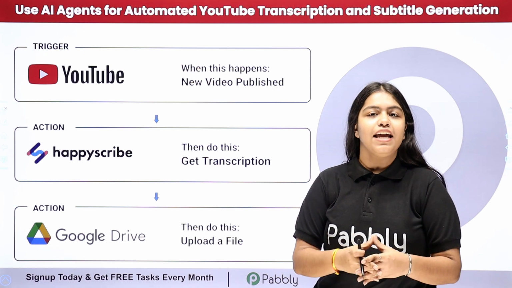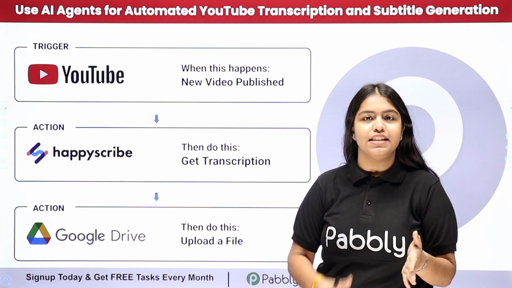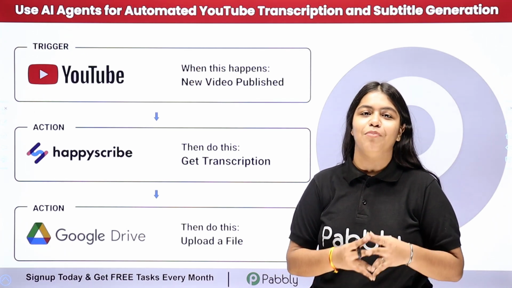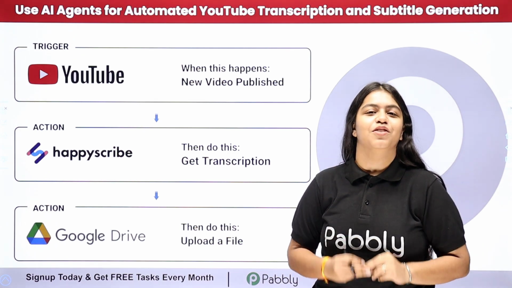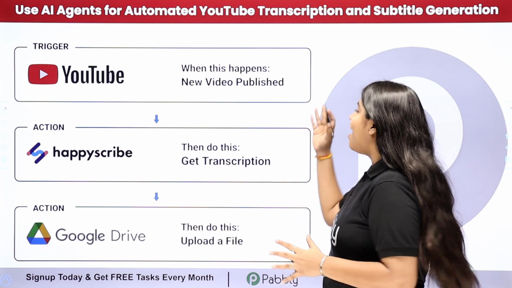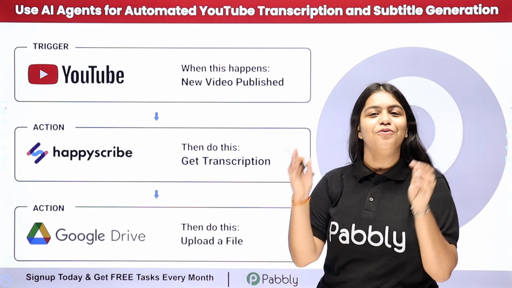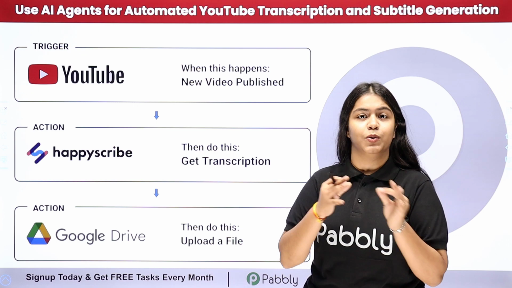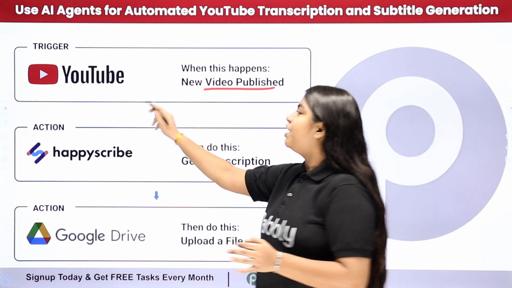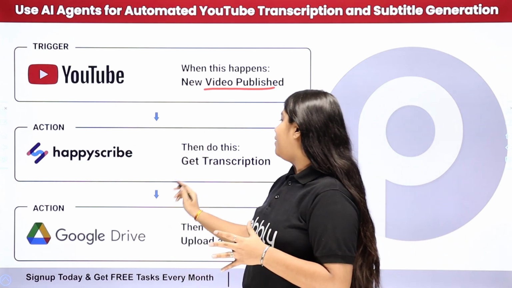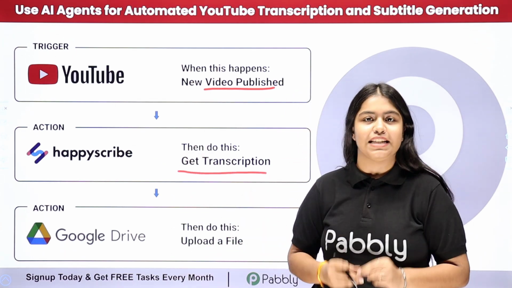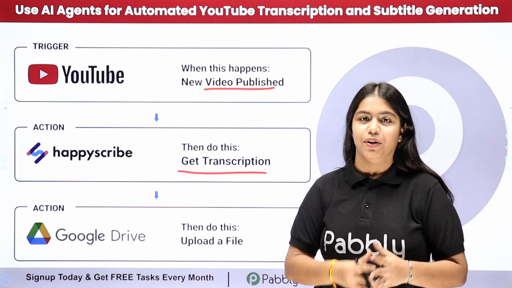So over here, like you, I also used to generate these subtitles and the transcriptions manually for my YouTube channel. But this is such a time-consuming task. So to solve this problem, I've simply created this amazing automation where what is going to happen is that as soon as a new video is published in my YouTube account, automatically with the help of Happy Scribe, we are going to generate the transcription of the same, and further we can add that into a Google Drive account.